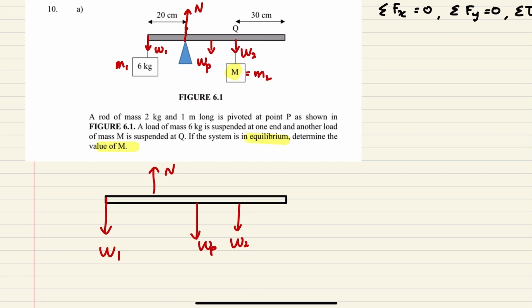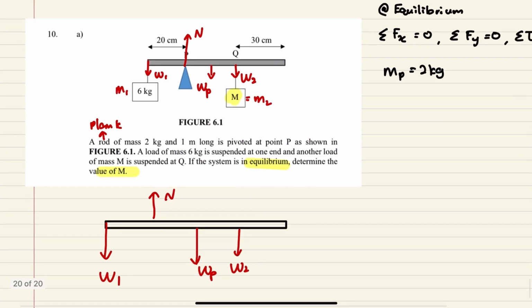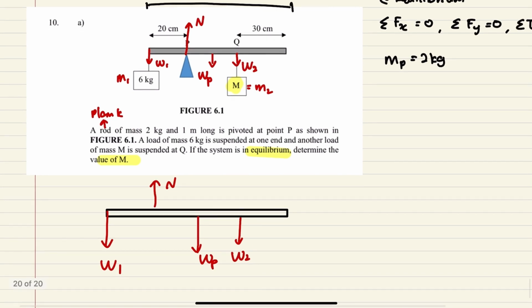Given that the rod has a mass. Okay, so this one is rod. I call this one plank, so I don't want to change the label. Instead, I'll just say that this one is a plank, same meaning. Okay, the rod has a mass of 2 kilograms, so mass P equals 2 kilograms, and the length is 1 meter.